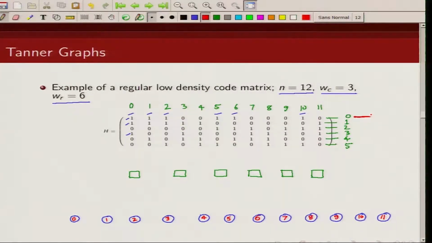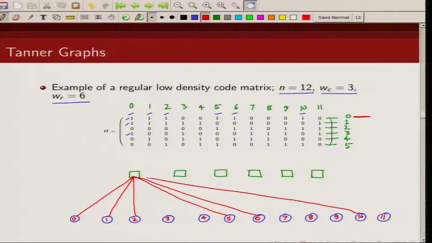Now, which are the bits that are participating in the parity check constraint? Bit number 0. So, we will draw an edge from bit number 0 to this parity check constraint. Bit number 1, that is this. Bit number 2, that is this. Bit number 5, that is this. Bit number 6, that is this, and bit number 10. Okay. So, this is my first parity check constraint.